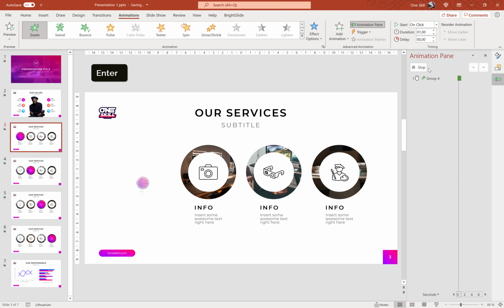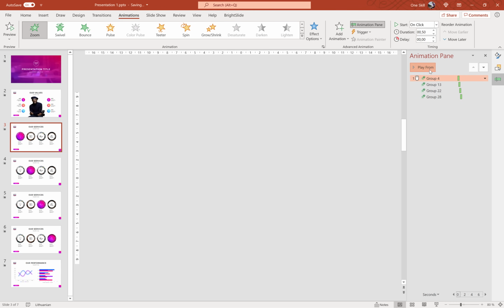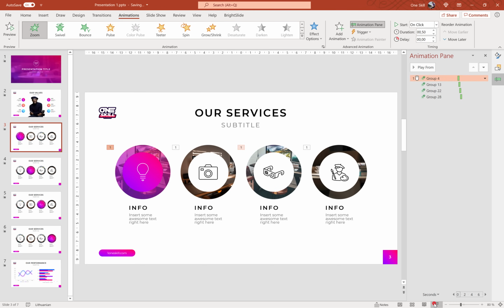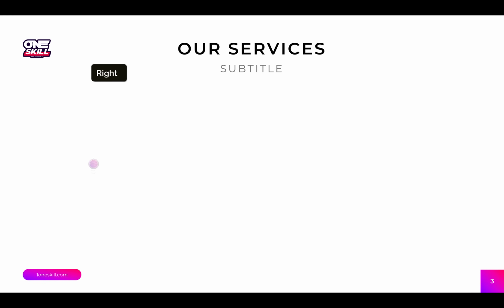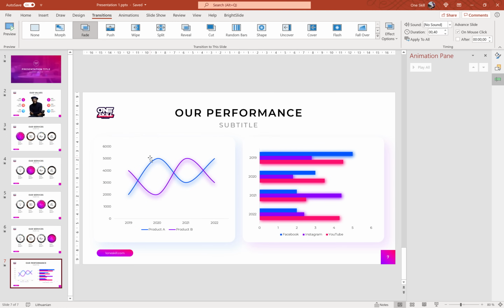So let's use half a second for the animation duration, and let's make sure that the first animation starts on click and the rest of the animation starts with previous. Let's just add a little bit of delay for the rest of the animations. Alright, and this is how the animated second slide looks like on the full screen. That's awesome.